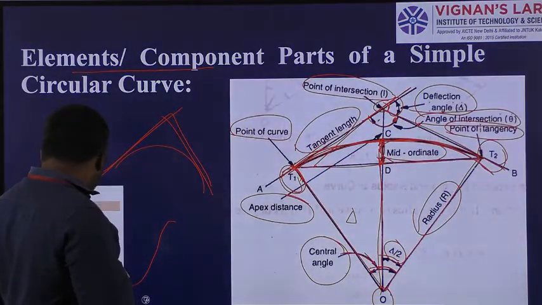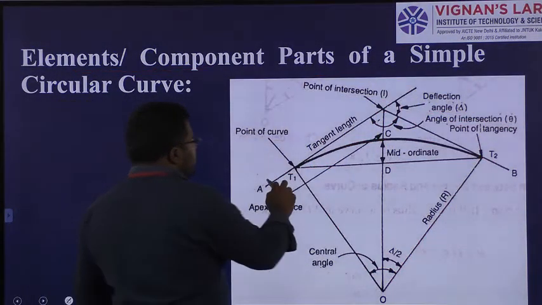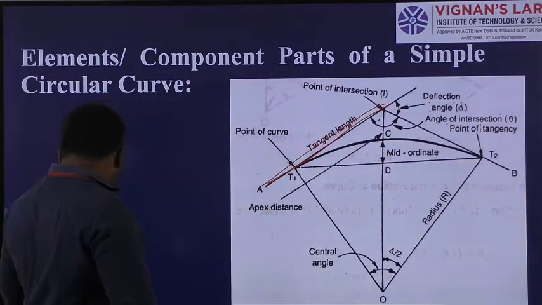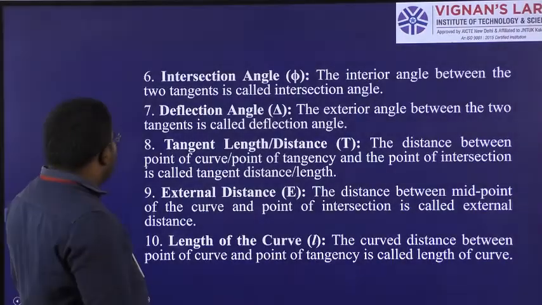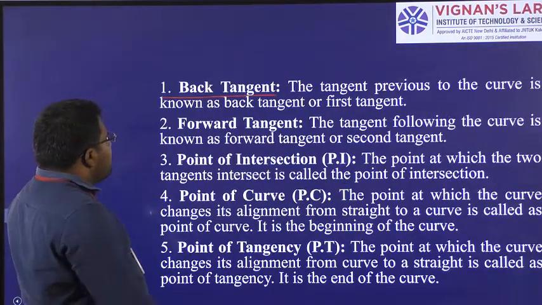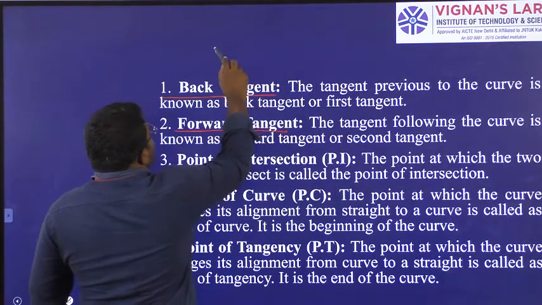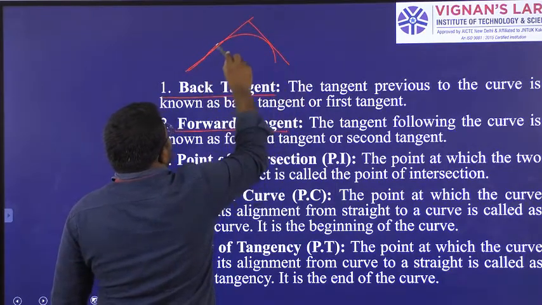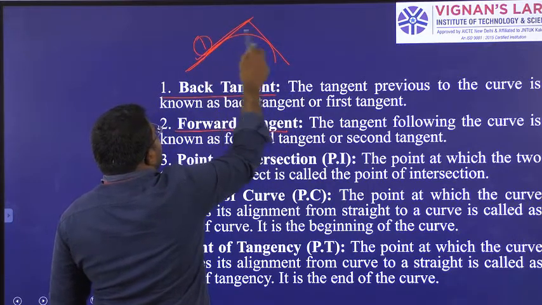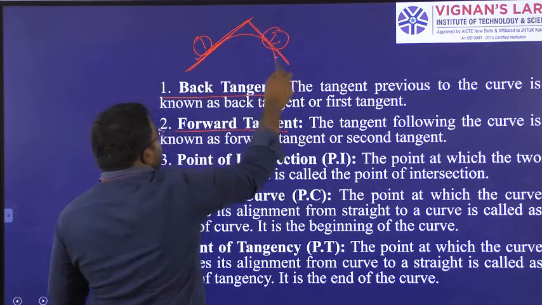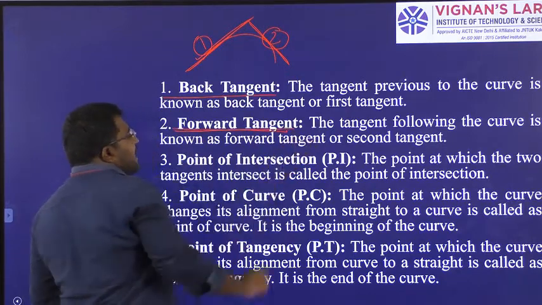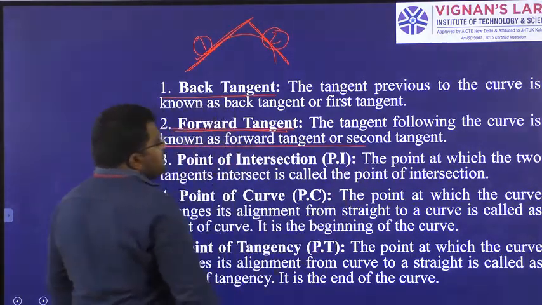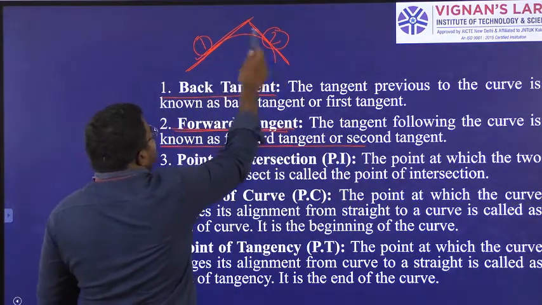Here you can see this is the back tangent, the previous one, the first tangent. Next, the forward tangent. If the curve is like this, you have a tangent like this and a tangent like this. The first one is the back tangent, and the next one is called the forward tangent. The tangent following the curve is known as the forward tangent or second tangent.